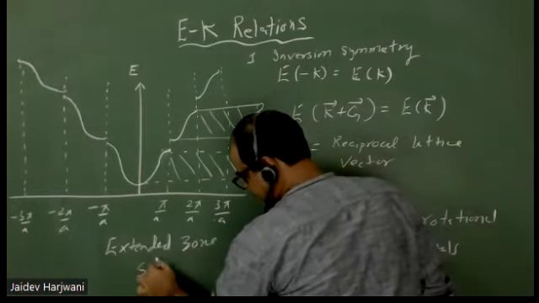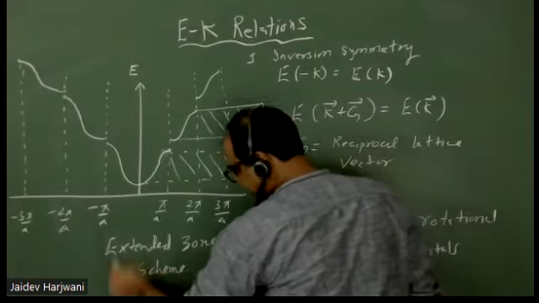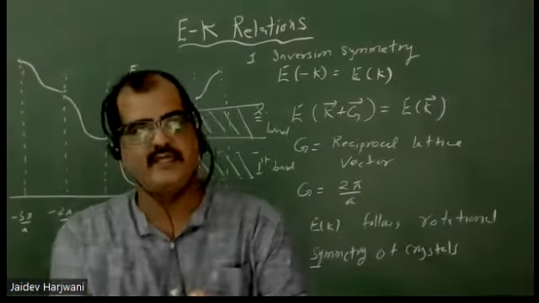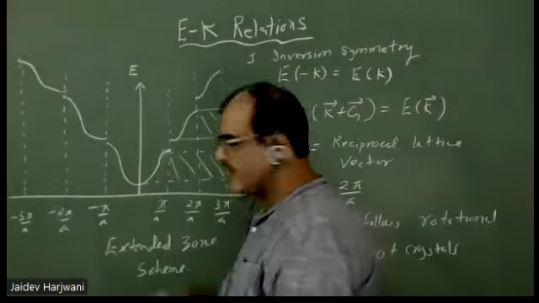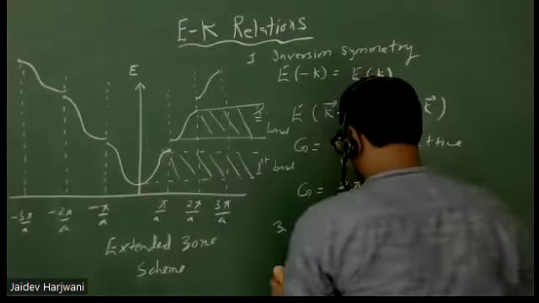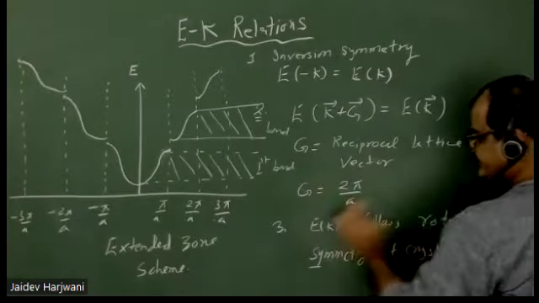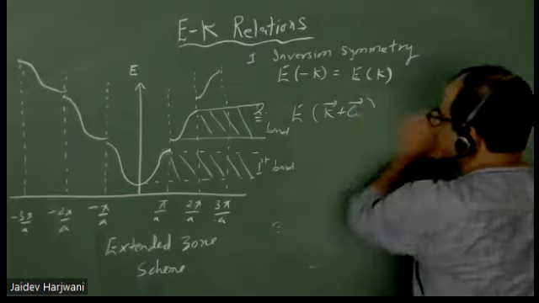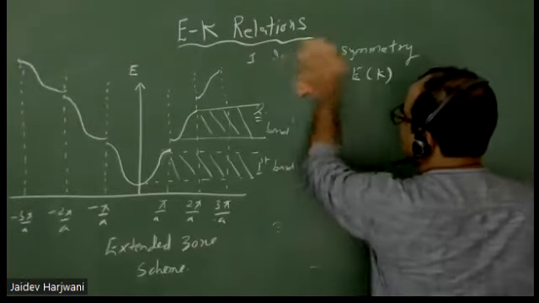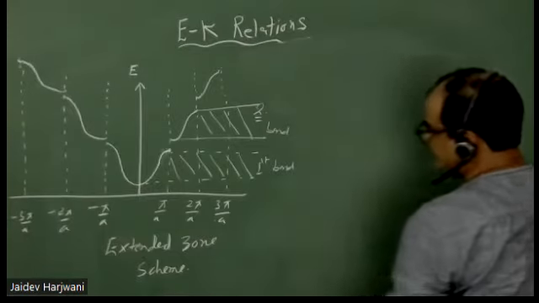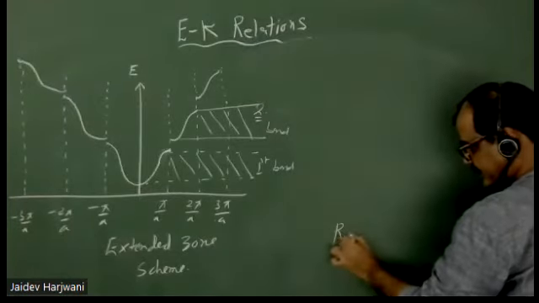Now when you see the literature or some publications, you don't see the E(k) diagram of solids in this form. So I'm erasing this one. When you see the literature, generally your E(k) diagrams are shown in the reduced zone scheme. So what is the reduced zone scheme?